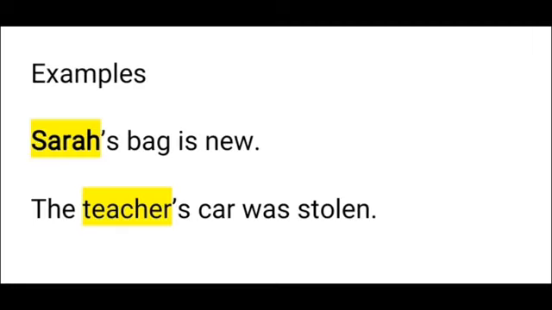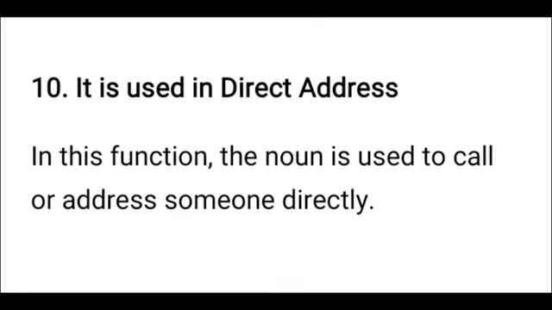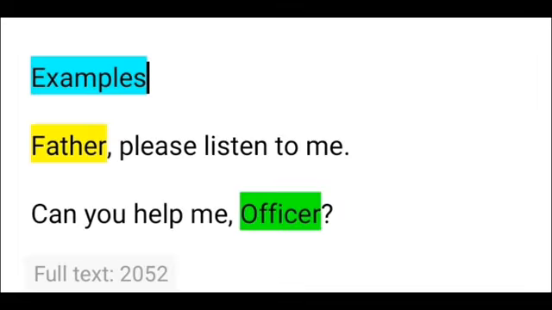Example 2. The teacher's car was stolen. The teacher here is followed by an apostrophe and an S to show that the teacher owns the car. Function number 10. It is used in direct address. This means that we use it to address someone directly. For example, Father, please listen to me.